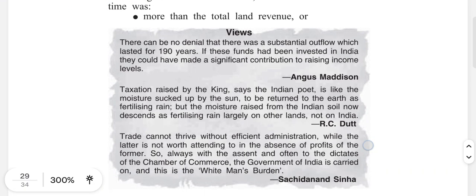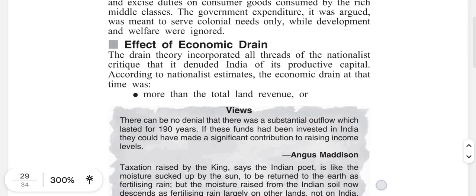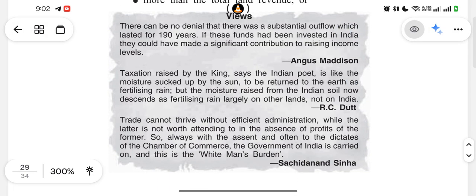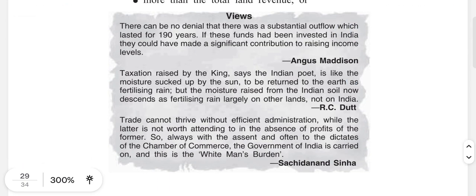Effect of economic drain. The drain theory incorporated all threads of the nationalist critique, in that it denuded India of its productive capital. According to nationalist estimates, the economic drain at that time was more than the total land revenue. There can be no denial that there was a substantial outflow which lasted for 190 years. If these funds had been invested in India, they could have made a significant contribution to raising income levels. Angus Maddison.